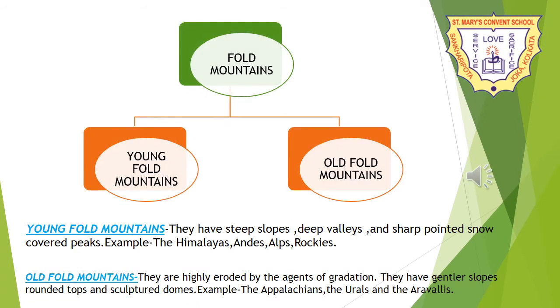Now fold mountains can be further subdivided into two types: young fold mountains and old fold mountains. Young fold mountains have steep slopes, deep valleys and sharp pointed snow-covered peaks. Examples of young fold mountains are the Himalayas, Andes, Alps, Rockies. And old fold mountains are eroded by the agents of gradation. Therefore, they have gentle slopes, round tops and sculptured domes. Examples are the Aravalis, Urals, etc.